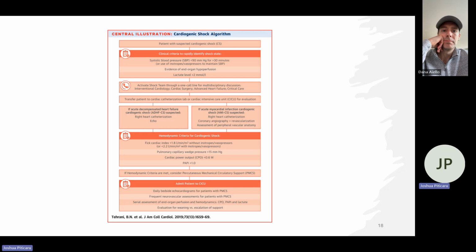PAPI, which is the pulmonary artery pulsatility index, should be above 1, right? So if it's below 1, there's a problem. That's systolic PA minus diastolic PA, divided by CVP. So if hemodynamic criteria are met, consider mechanical support.